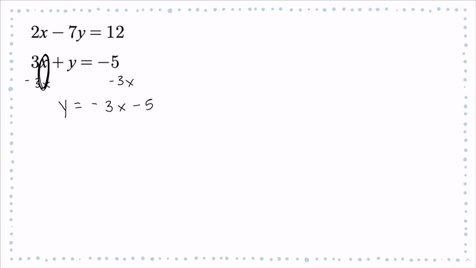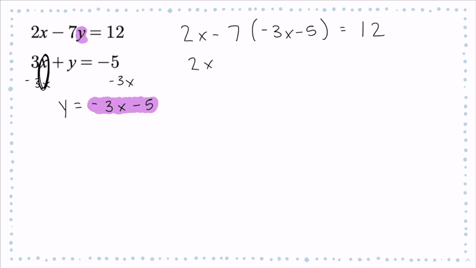Now that we have a variable isolated, we can substitute in the expression negative 3x minus 5 into that first equation for the variable y. So now we have 2x minus 7 times negative 3x minus 5, we're just substituting that right in, equals 12. So now that we're working with one variable, we can solve for x. So we bring down our 2x and we distribute the negative 7. So negative 7 times negative 3x is a positive 21x. Negative 7 times negative 5 is a positive 35.